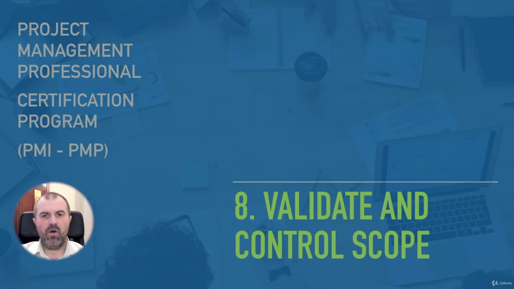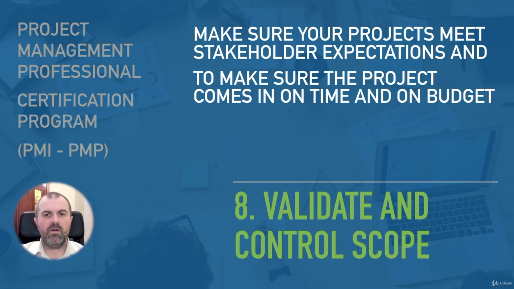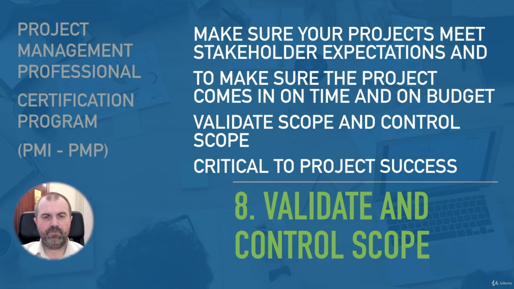Validate and control scope. There are three priorities that you'll face as a project manager. To make sure your projects meet stakeholder expectations and to make sure the project comes in on time and on budget. In this course, you will learn about two processes that help you meet those obligations: Validate Scope and Control Scope. In Validate Scope, you formalize acceptance of the scope by all parties. And in Control Scope, you manage changes to the scope baseline. Both of these processes are critical to project success.